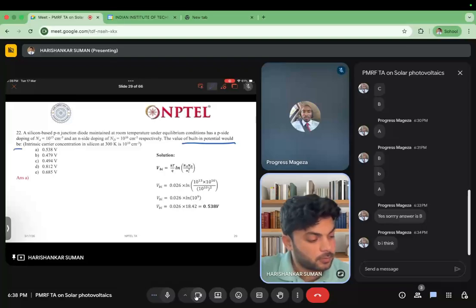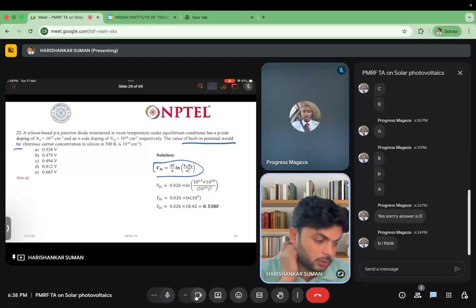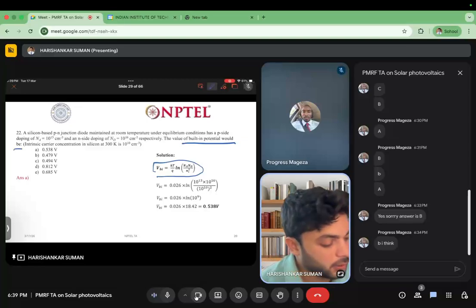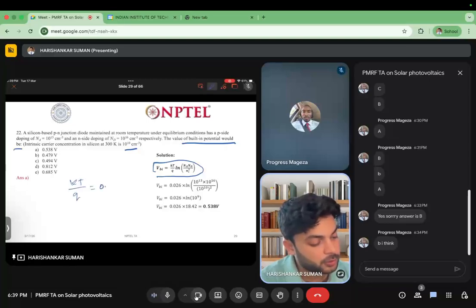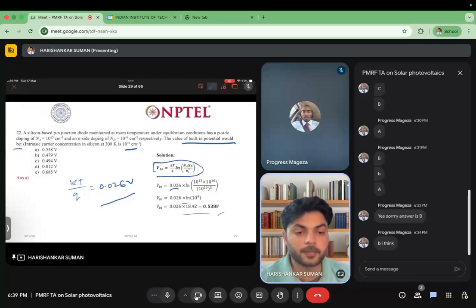So you know the formula: built-in potential equals kT by q times ln of the product of donor and acceptor concentrations divided by the intrinsic carrier concentration squared. Donor and acceptor concentrations are given, also the intrinsic carrier concentration is given to you. We just have to put in these numbers, and kT by q at room temperature is 0.026 volt. So we put in these numbers, and the answer will be this. Now clear? So please remember this formula.